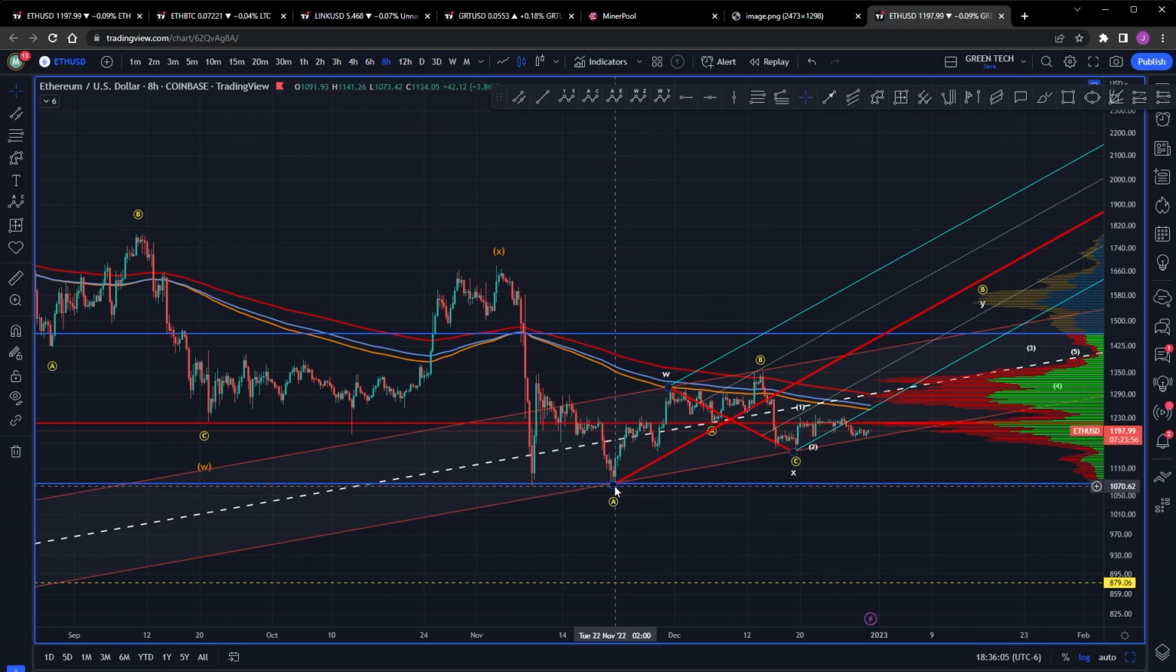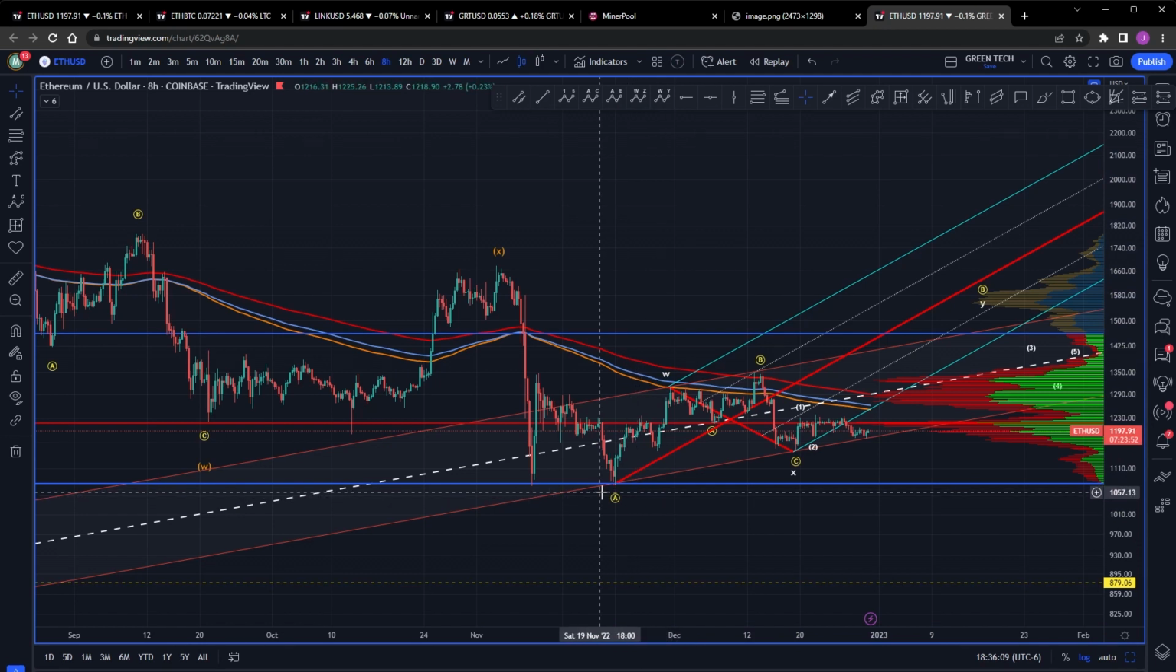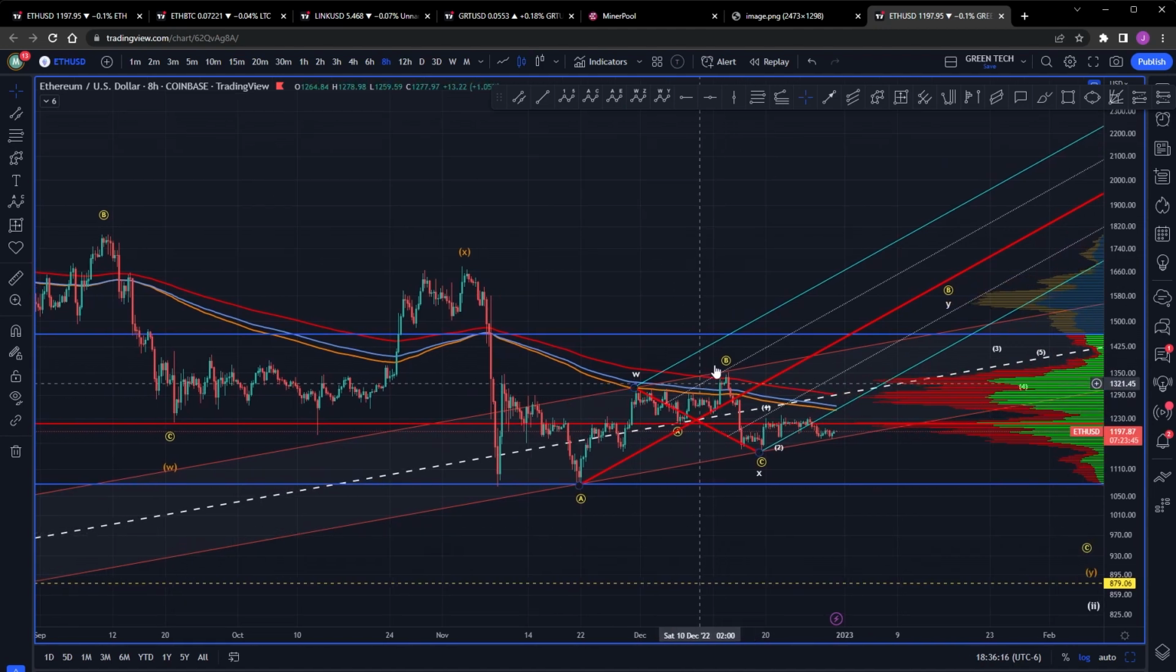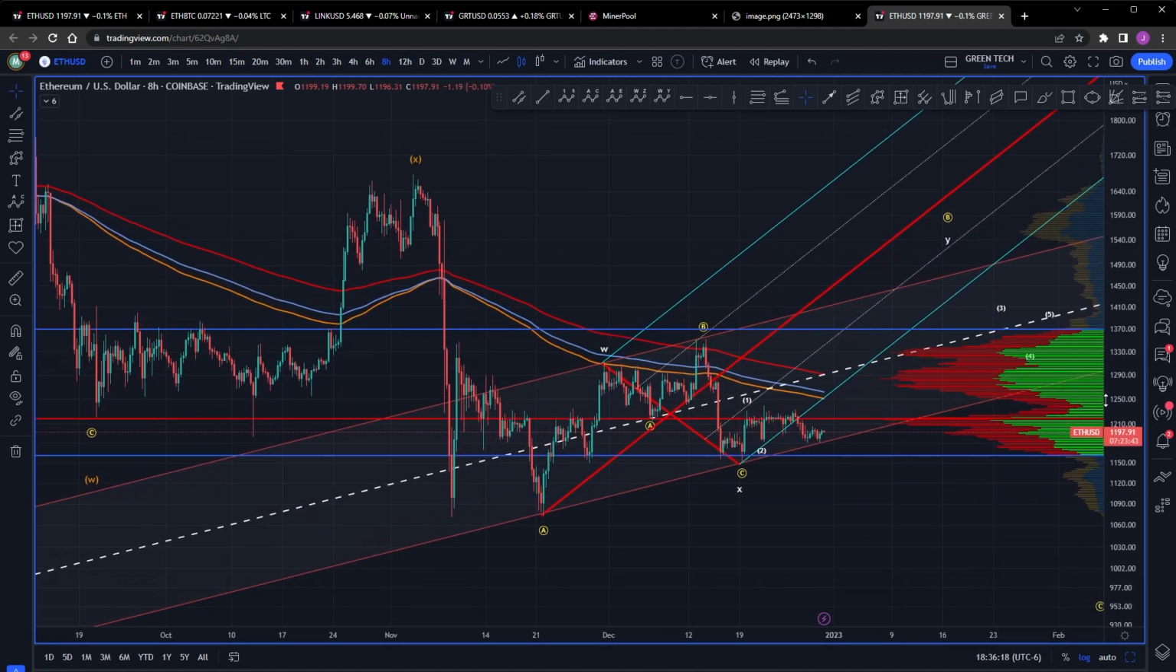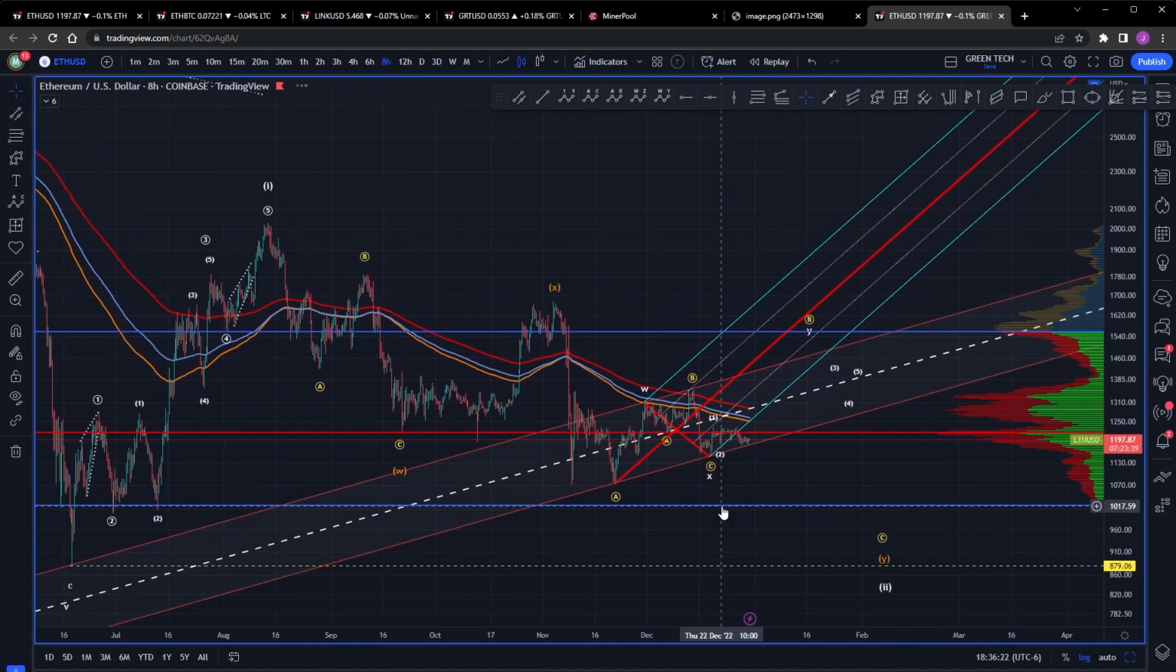Now, I will say that there's a slight truncation here. I don't necessarily like truncations. But considering what comes off of it, I'm more happy with the move after. So, now the hope here is that, let's back out here.